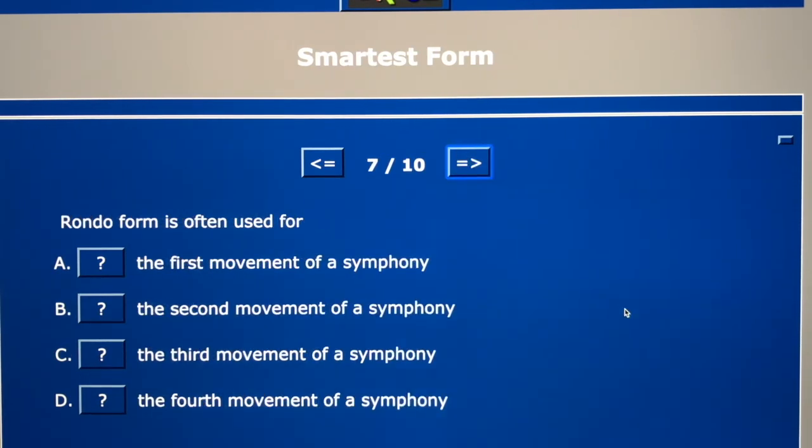Question number 7. Rondo form is often used for A, the first movement of a symphony, B, the second movement of a symphony, C, the third movement of a symphony, or D, the fourth movement of a symphony. If you didn't get that information from the lesson, then just take a guess.